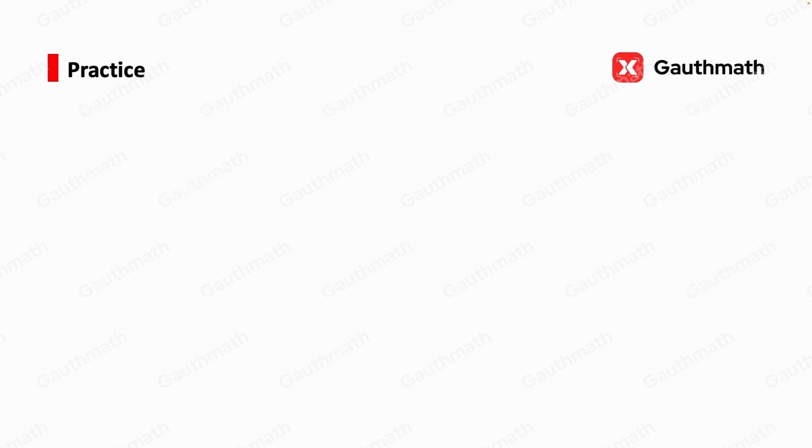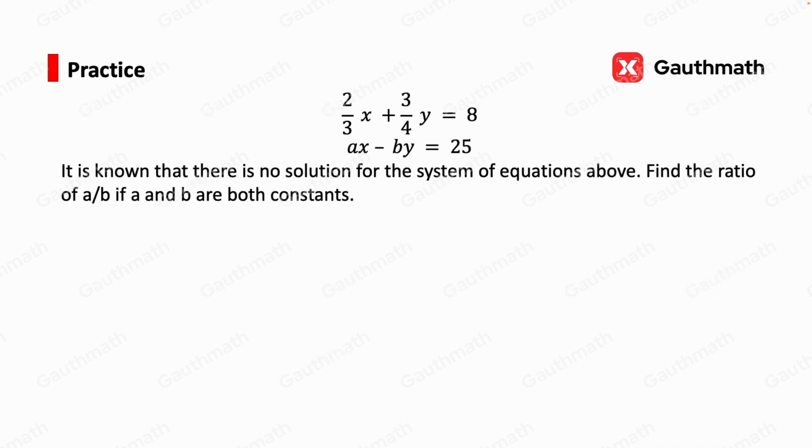Now let's look at one more practice question. So we have a system, and it is known that there is no solution for the system of equations above. Find the ratio a to b, if a and b are both constants. So now we're going to change the two linear equations into slope-intercept form again. Why is that? Because the slope-intercept form is the best form in which we can see the slope and the y-intercept right away. We can compare the slopes and the y-intercepts from there.